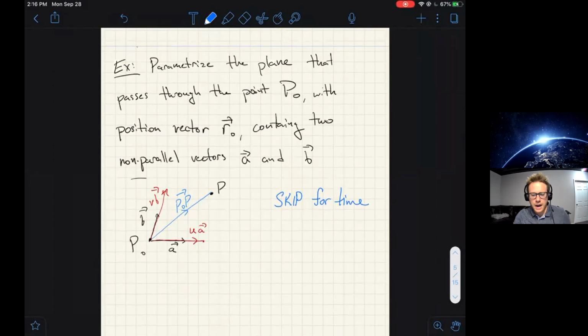This is one of these that I would like to skip for the time being, just to make sure that we get to this last problem. This is: parameterize the plane that passes through a specific point, given a couple vectors that it wants to contain. But this is, at its heart, right?